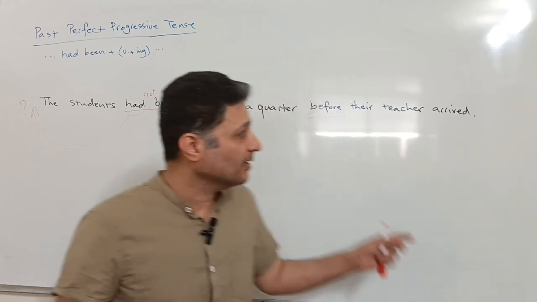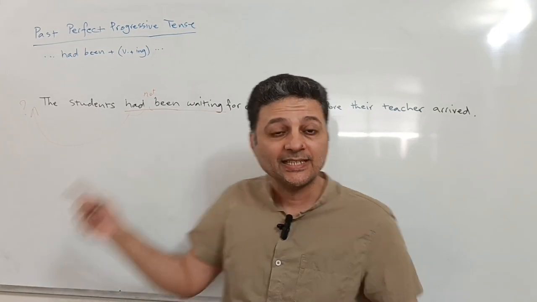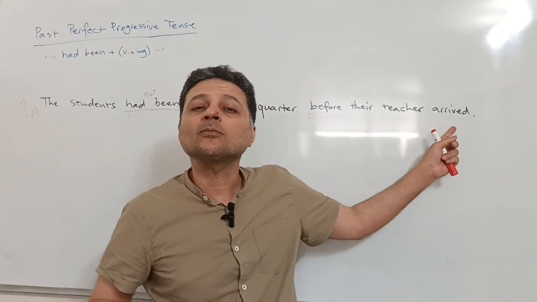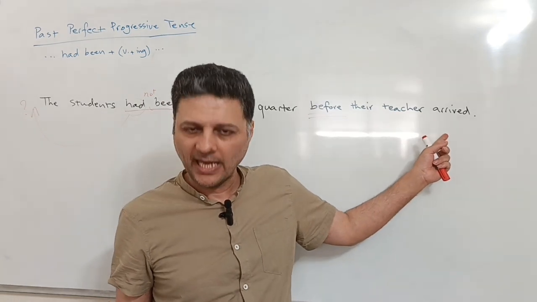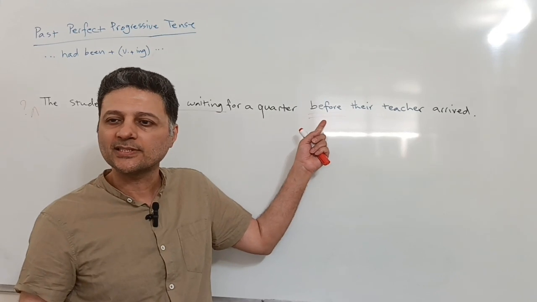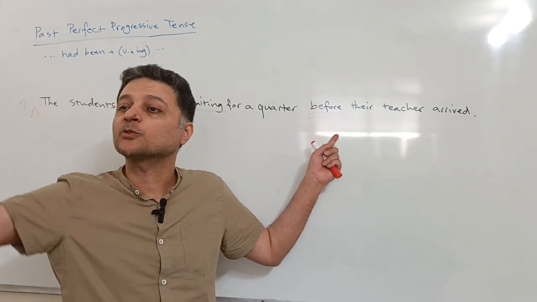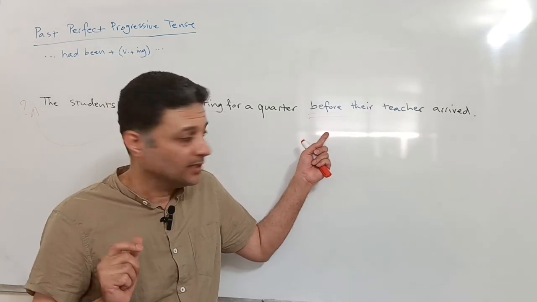Well, either the first one is expressed through past perfect progressive tense. The second action is normally expressed through simple past tense. Simple past tense. Of course, notice the function word before. Sometimes we use after. Sometimes we use when. Normally before and after. Okay?